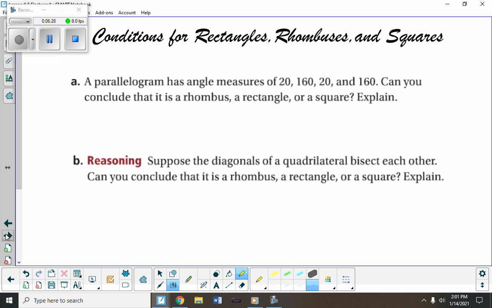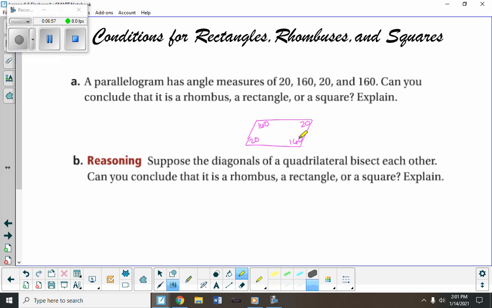All right, next, a parallelogram has angle measures of 20, 160, 20, and 160. Can you conclude that it is a rhombus, a rectangle, or a square? So I like to draw a picture. So 20, and we know that it's a parallelogram, so opposite angles are congruent. 160 and 160. All right, so we don't know anything about angles getting bisected. We don't know anything about diagonals. We don't know anything about opposite side lengths.